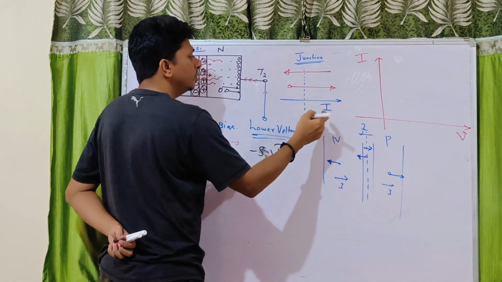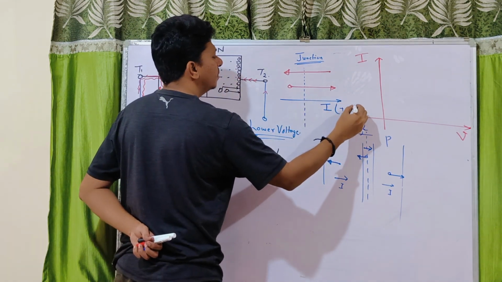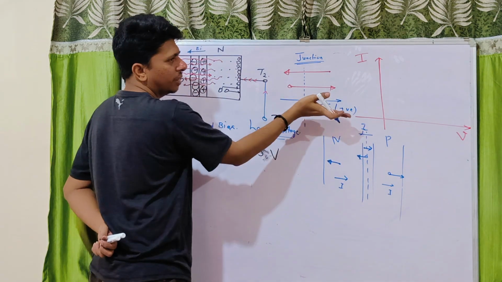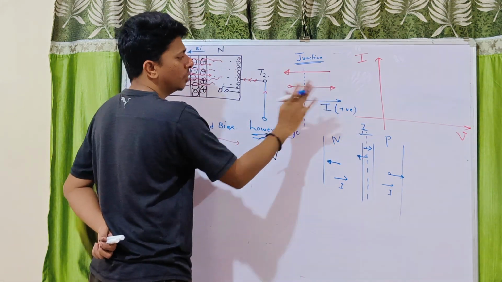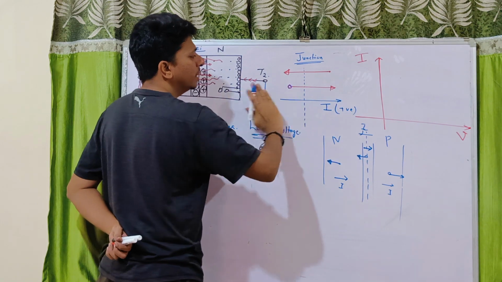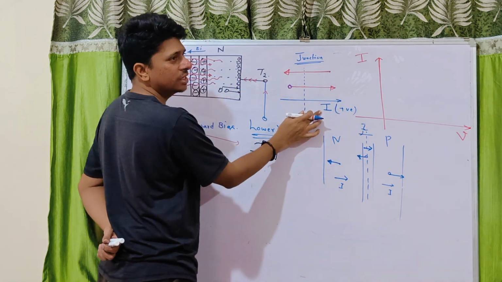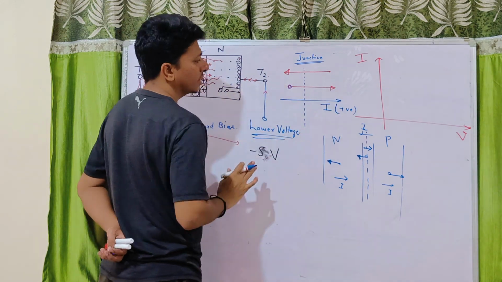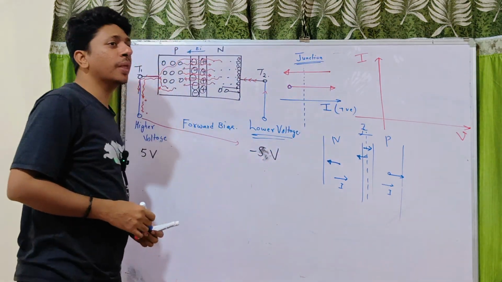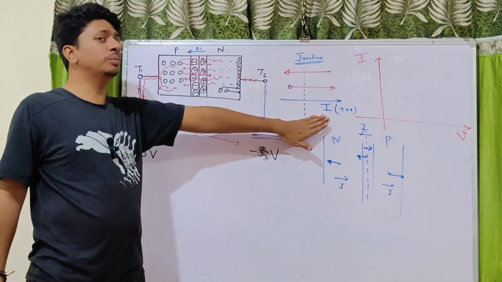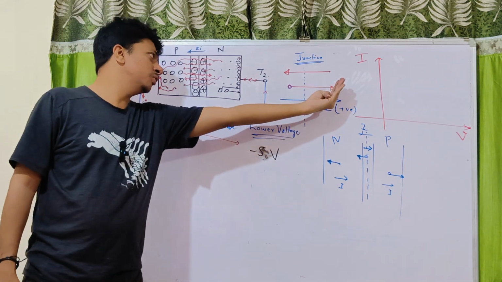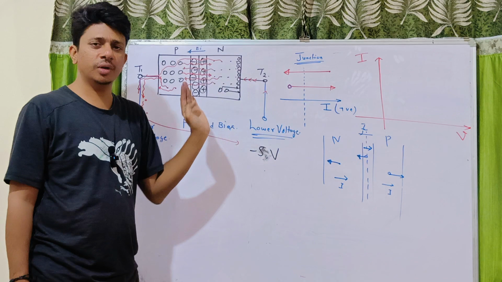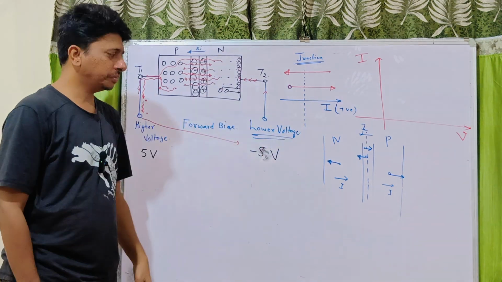If we assume this direction of current as positive, then the holes are moving in this direction, so the direction of the current will be in this direction. If the electrons are moving in this direction, the current will be in the opposite direction. So this is the direction of the current, and we have assumed this direction to be positive. The opposite direction will be negative. Okay, this is just an assumption.